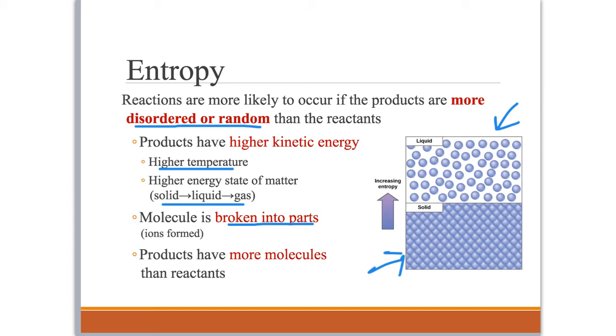And then the third way that you can see an increase in entropy is if the products have more molecules present than the reactants. If you have 2 things going into a reaction and 3 things coming out, you are creating a situation where there is more entropy.